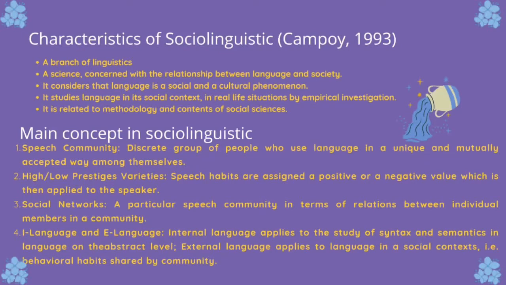Next, main concepts in sociolinguistics. Number one, speech community. A discrete group of people who use language in a unique and mutually accepted way among themselves. Number two, high or low prestige varieties. Speech habits are assigned a positive or negative value which is then applied to the speaker. Number three, social networks. A particular speech community in terms of relations between individual members in a community.